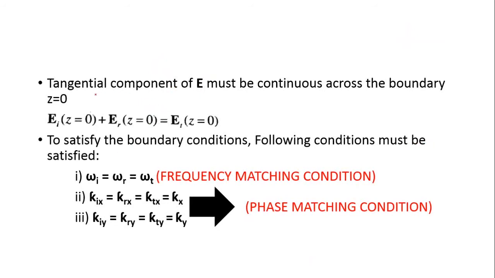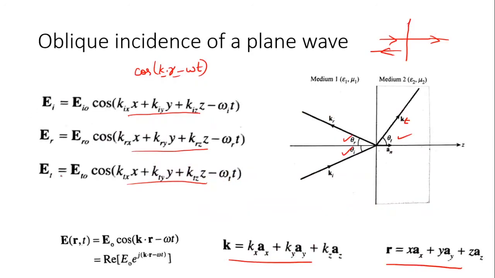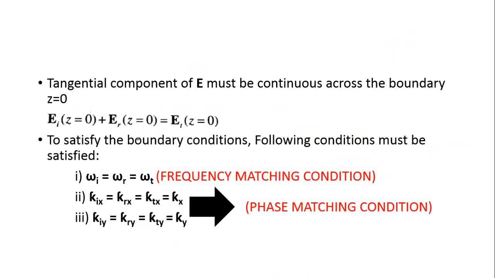The boundary condition is that the tangential component of E must be continuous across the boundary. In the case of normal incidence, we derived it step by step, line by line. But here we are not going for that. We just check the boundary condition. It is EI at Z equals 0 plus ER at Z equals 0 is equal to ET at Z equals 0. And you have to substitute the corresponding values here. You are actually deriving the conditions that should be satisfied, and these are the important conditions. If you solve the boundary conditions, you will get these conditions to be satisfied.